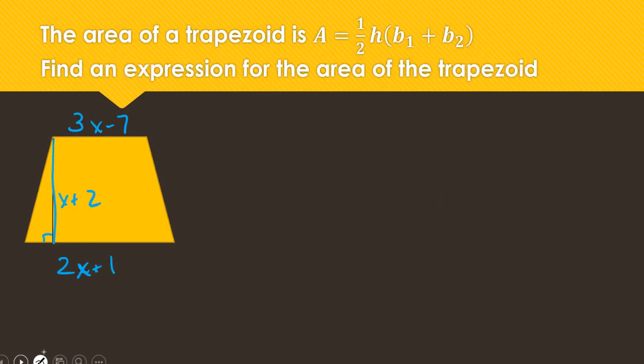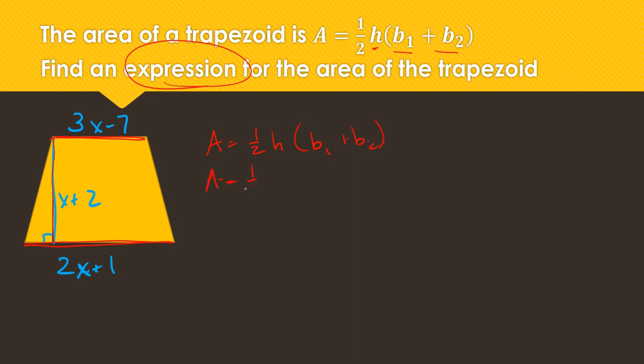All right, let's apply this to something. The area of a trapezoid is A equals 1/2 the height of the trapezoid, which is a line drawn perpendicular from the top to the bottom, times the first base plus the second base. And our two bases are the bottom and the top of the trapezoid. So we want to find an expression, not a value, but an expression for the area of the trapezoid. So area equals 1/2 the height times b sub 1 plus b sub 2.